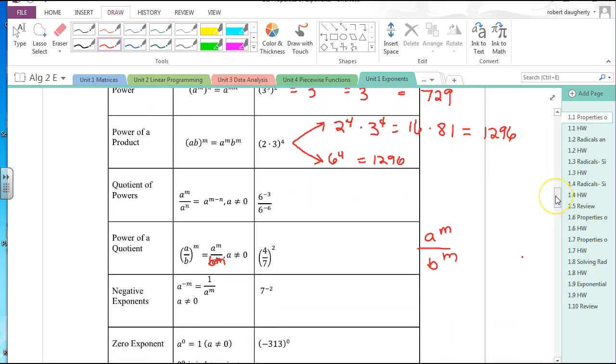Quotient of powers. So anytime I have a quotient of the same thing raised to different powers, what do I do with these exponents? I subtract them. A to the m over a to the n is a to the m minus n. So in this case, this is 6 to the 3 minus negative 6. What's 3 minus negative 6? Positive 9. So this is 6 to the 9th.